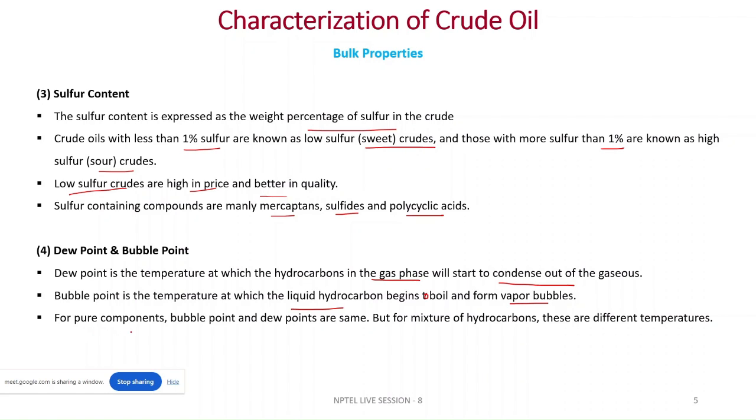For any pure hydrocarbon, where there are no impurities or no other mixture of hydrocarbon, the bubble point and the dew point are the same. These temperatures are the same. But when we are taking a mixture of hydrocarbons, the bubble point and dew point will be two different temperatures.